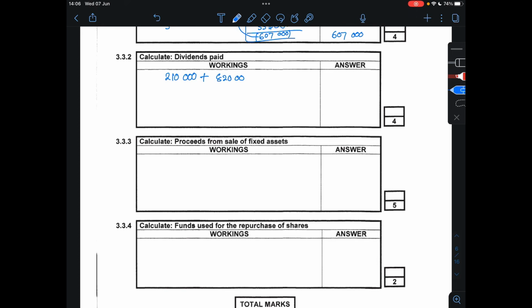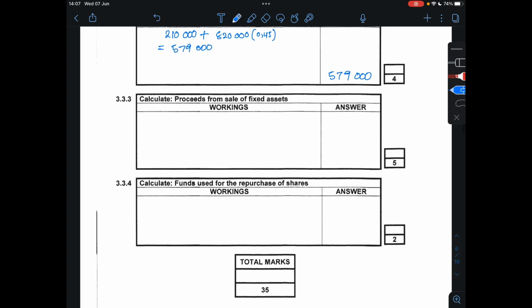820 multiplied by 45 cents was paid per share. So that will give you a total of, let's see, 210 plus 820 times 0.45, and then that gives me a total of 579,000 of dividends that were paid this year.